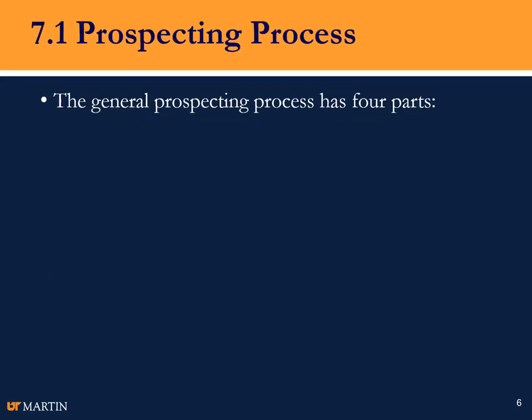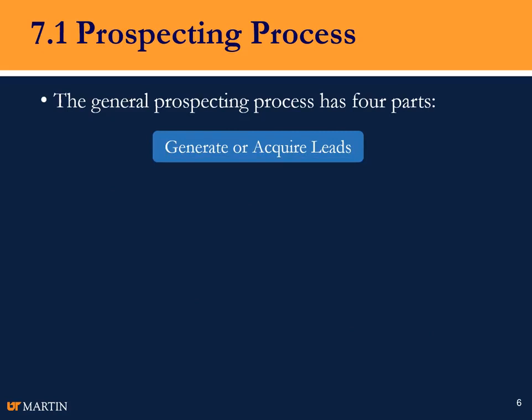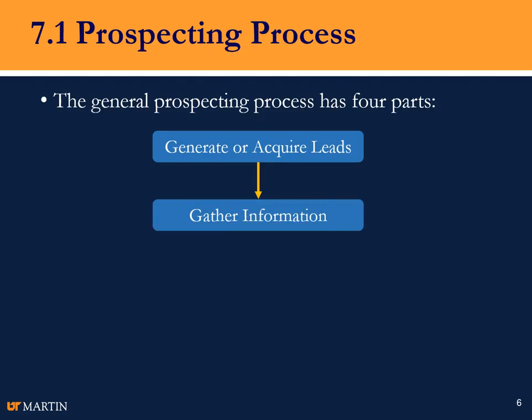There are four main parts of prospecting, the prospecting process. The first is to generate or acquire leads. As I said, that oftentimes happens in the marketing department, whether they hire it out or do it internally. Next is to gather information. You're going to gather information about the prospect's needs, the prospect's wants, and then some personal or demographic information about those prospects. All of that's going to go in a file, essentially, so that you can go back and look at the information later when you're actually making the sales call.